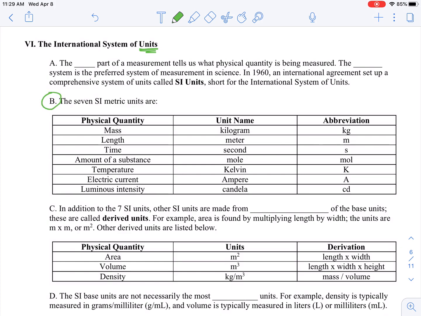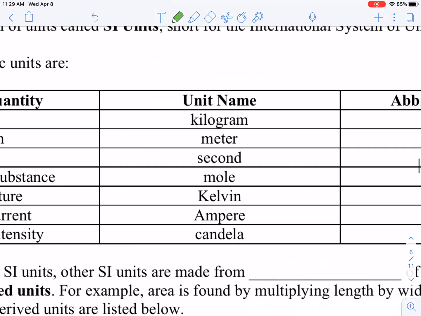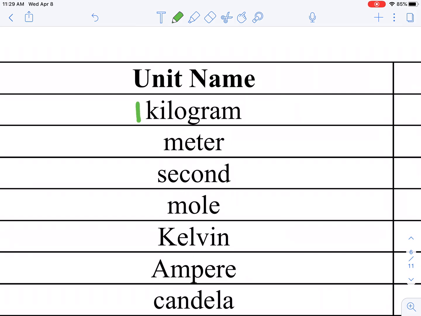So we have 7 SI units. These are things that you're probably familiar with, right? The quantity that they're measuring, if you want to measure how heavy something is, aka how much mass it has, then you're going to use something called a kilogram. And you'll notice that this actually has a prefix on it. The prefix kilo is what makes this a little bit different from the metric system.